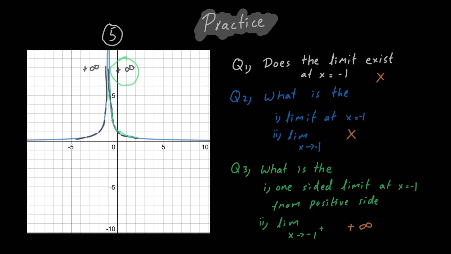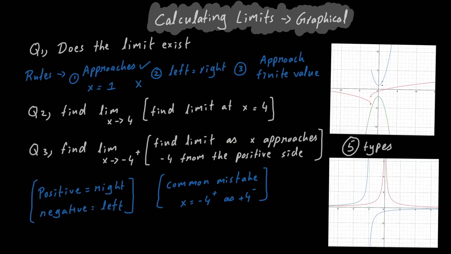Now let's summarize what we have learned. On the right, we learned that there will be only 5 types of different graphs that can come in the exam. Then there will be 3 types of questions that can be asked. Number 1, does the limit exist? We have 3 rules to identify if it exists or not. Number 1, we have to see if it approaches a value and not what the value is at that point. Number 2, the left should be equal to the right. And number 3, it should approach a finite value.